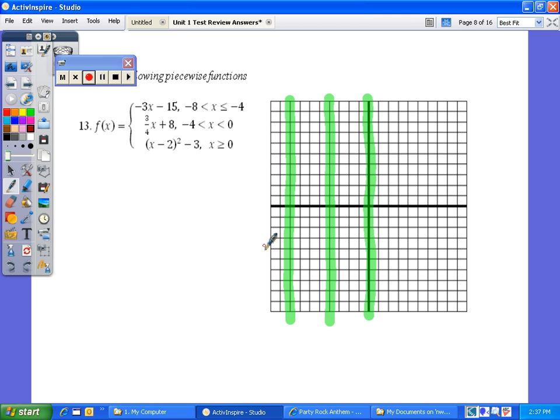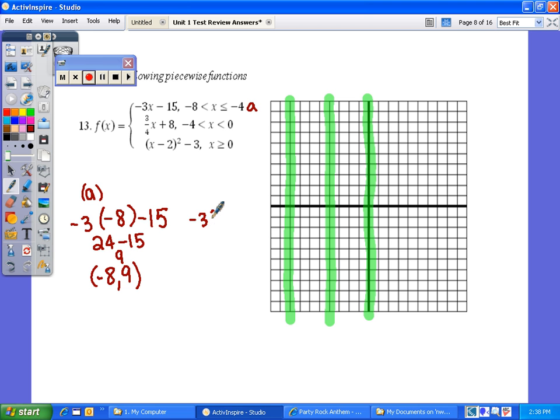So the first one, I'm going to call this A. For A, I'm going to plug in -8. And I get 24 minus 15 is 9. So I can make a coordinate by taking this as my x value, that's my y value. Now I'm going to plug in -4, and I wind up getting 12 minus 15, which is -3. So I can make a coordinate with -4 and -3.